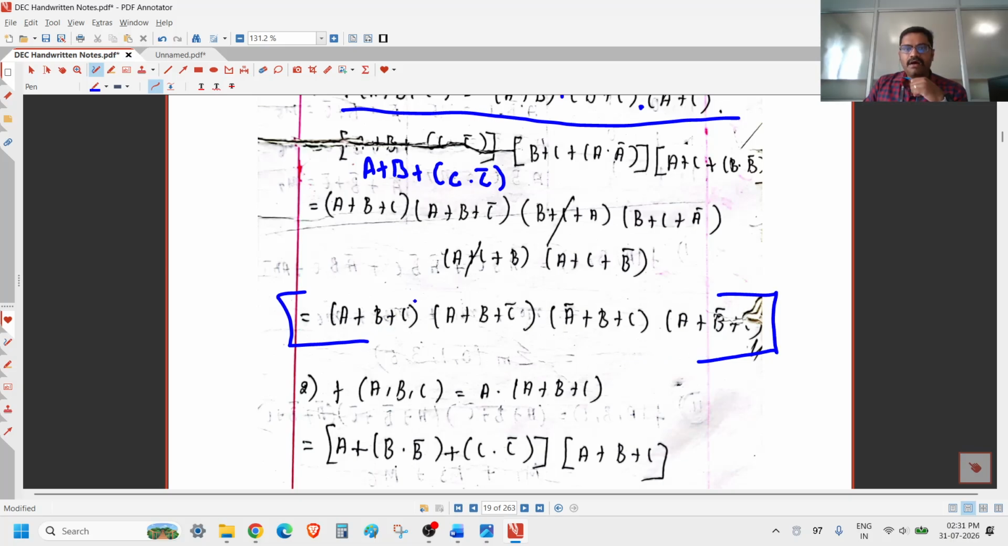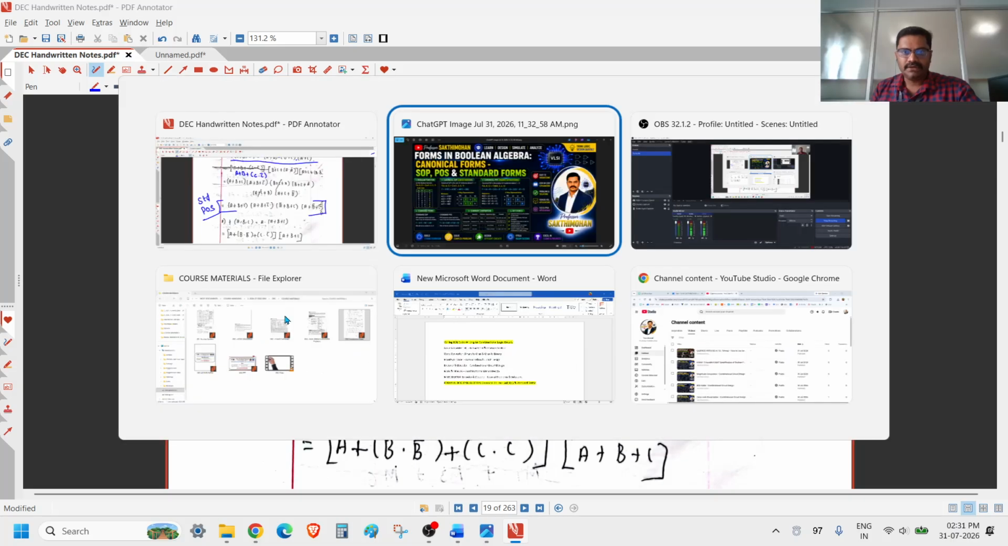Now you can see all the 4 terms contain all the 3 variables. So it is called a standard POS, right? This is how we have to convert the unstandard SOP or unstandard POS into standard SOP or POS, right? I hope you understand the concept.